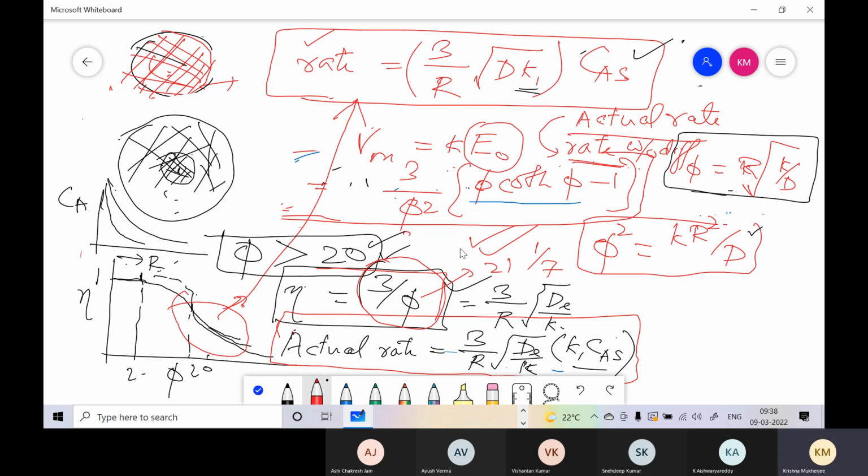So let me ask a practical question. How would you determine D? What kind of experiments would you do to determine D? Because that is what I thought I would do in the lab practicals. Let us assume that for the free enzyme, you know the Vmax and Km.